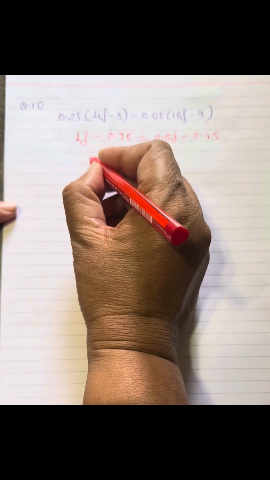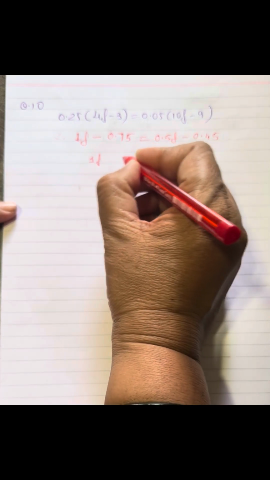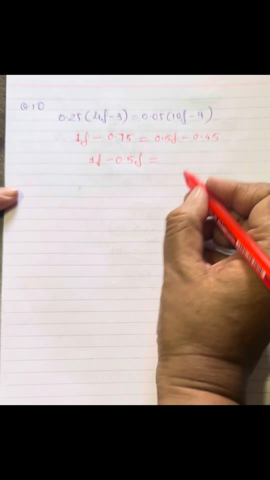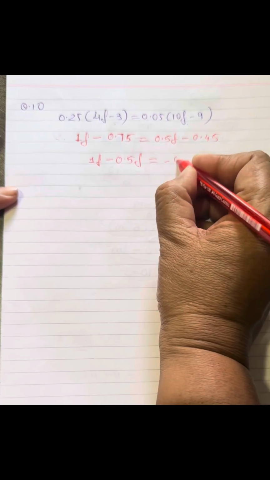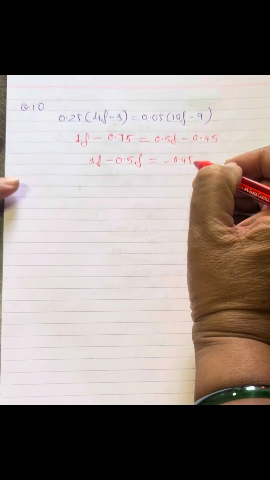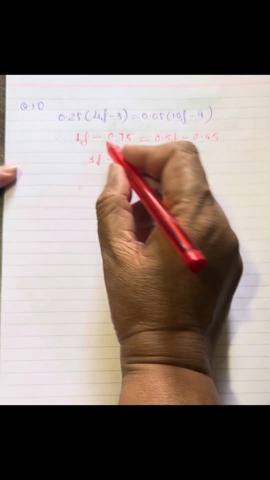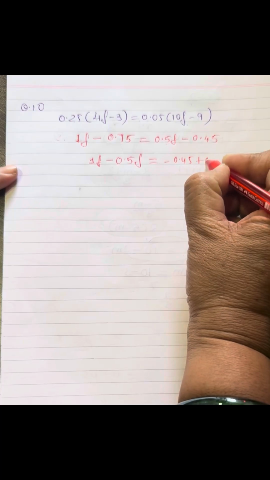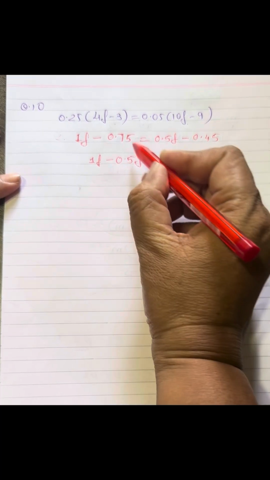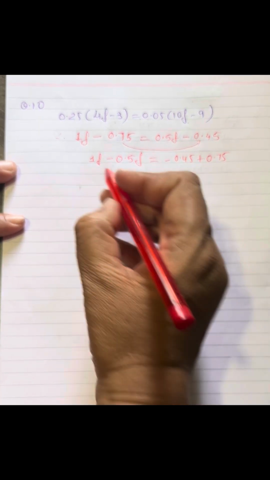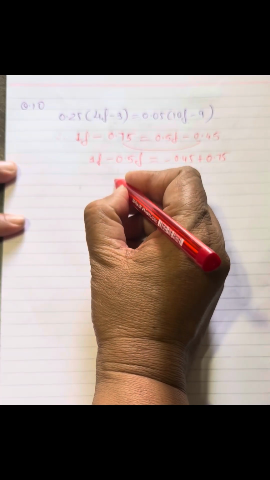So F, 1F, I can write 1F, and this comes on this side, 0.5F is equal to, this is minus 0.5. Just take care of that. It is already on the right side and there is a minus sign, so we keep it as it is. And minus 0.5 comes on the right side and becomes plus 0.75. Okay, this 0.75, we bring it here and it becomes plus. Now 1 minus 0.5 is 0.5.